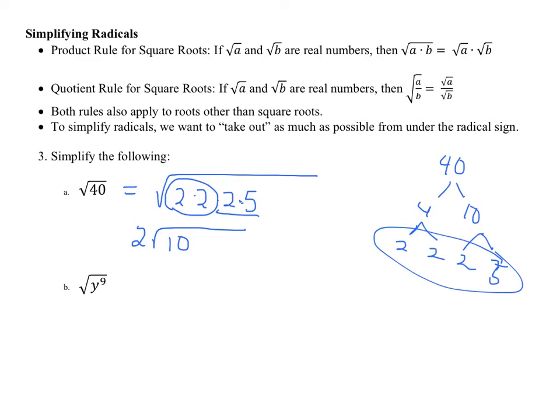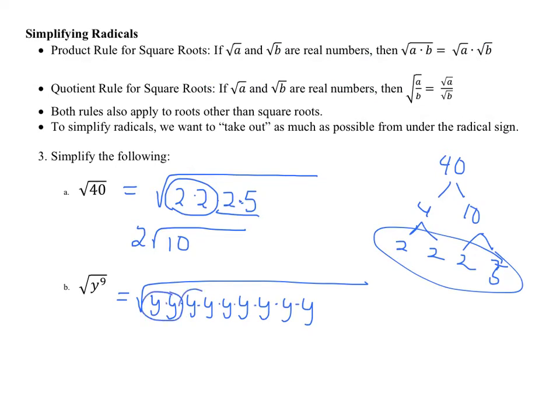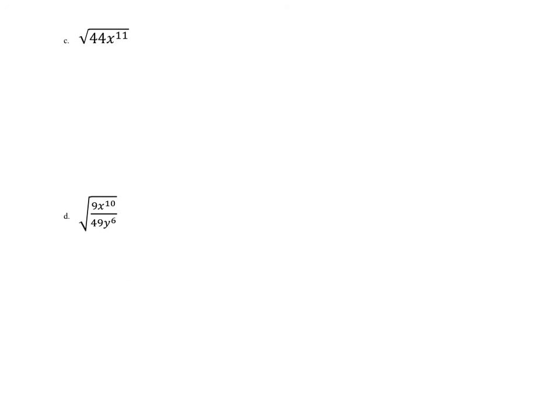Cool? How about y to the 9th? Remember, every pair, 1, 2, 3, 4, 5, 6, 7, 8, 9, these are all multiplied together. Every pair comes out as a single. How many pairs do I have? I have 4 pairs, and they're out of there. But I have a little lonely guy left inside. He can't get out unless he has a partner. Let's do the next one.